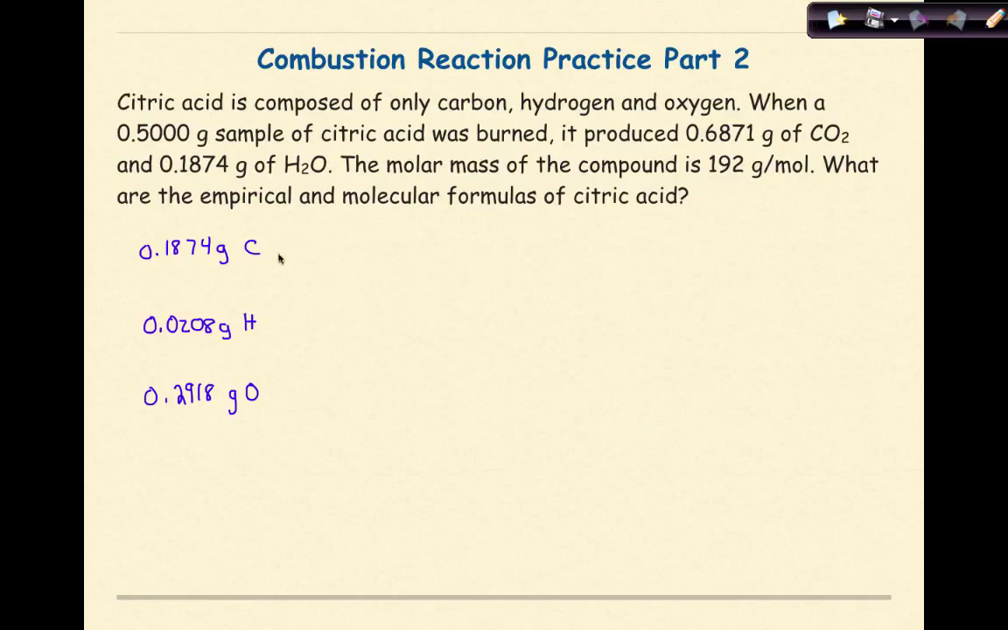Okay, now I have my mass of carbon, mass of hydrogen, and mass of oxygen that I found from the information given prior. My next step is going to be converting all these masses into moles. So I know that the atomic mass of carbon is 12 grams of carbon for every 1 mole of carbon. And then I'm going to do the same thing, find my moles of hydrogen.